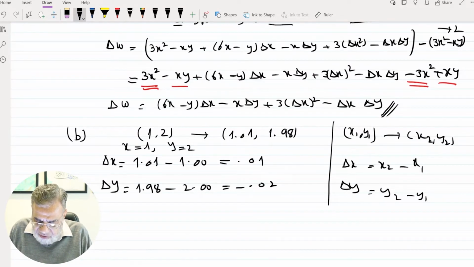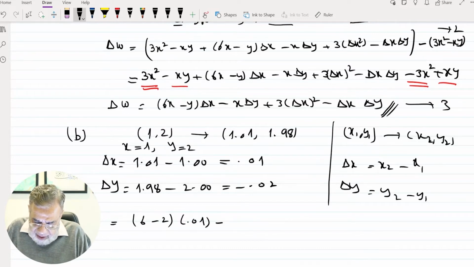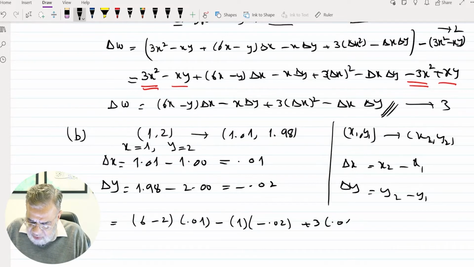So this is x plus delta x, y plus delta y. I substitute in my result 3 to find it here. So my delta w is equal to 6x minus y, this here 6 minus 2. 6 multiplied by 1 is 6, and y is 2. Delta x is 0.01, minus x into delta y. X is 1, delta y is minus 0.02, then plus 3 into delta x square, 0.01 whole square, minus delta x 0.01 into 0.02.